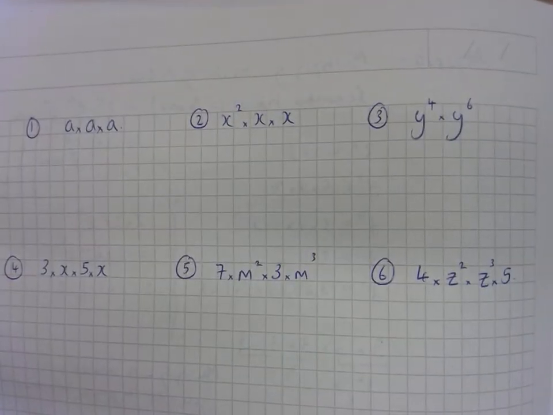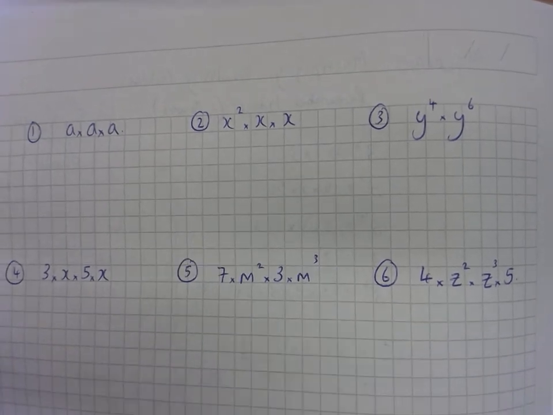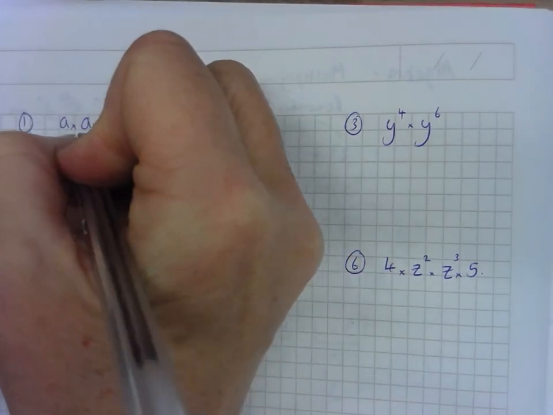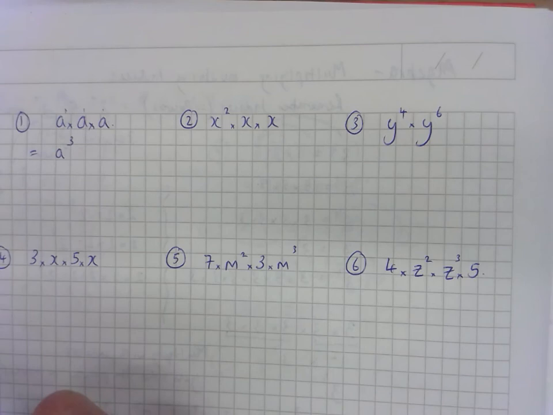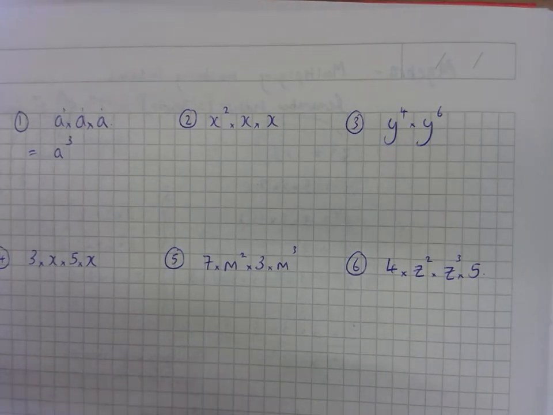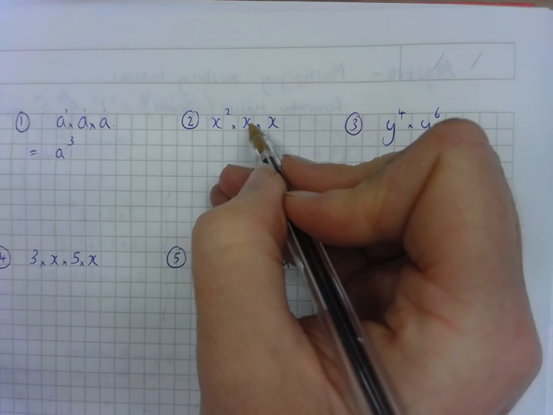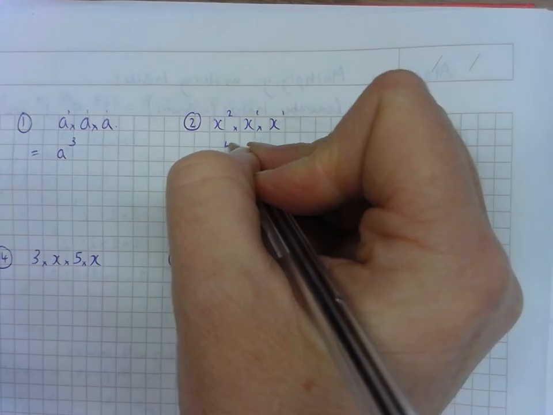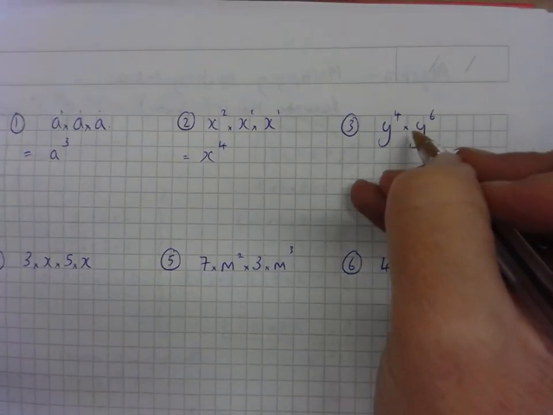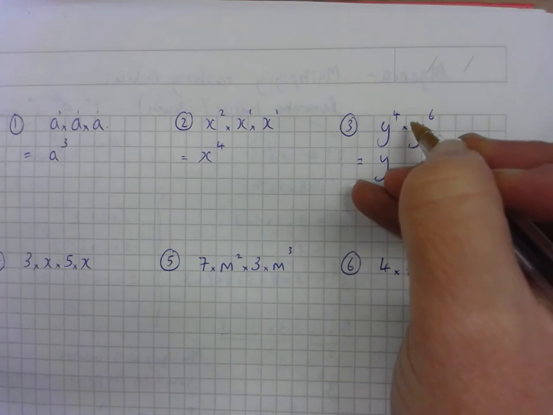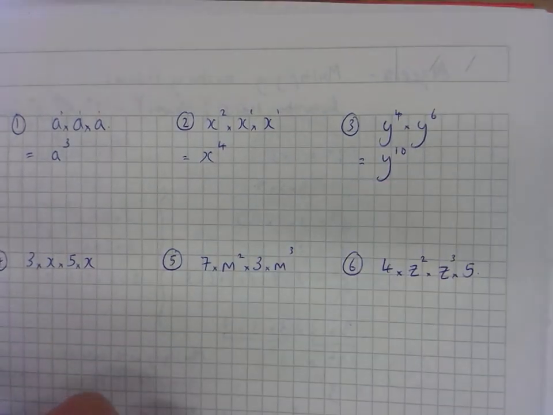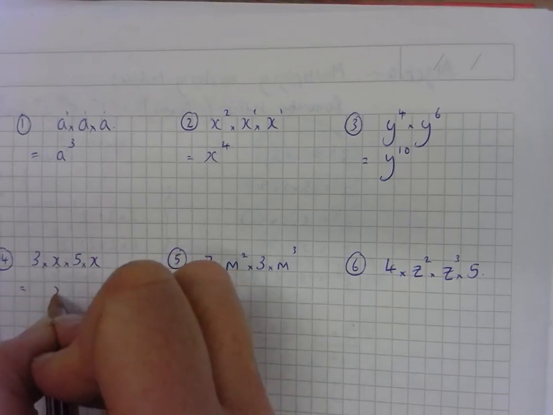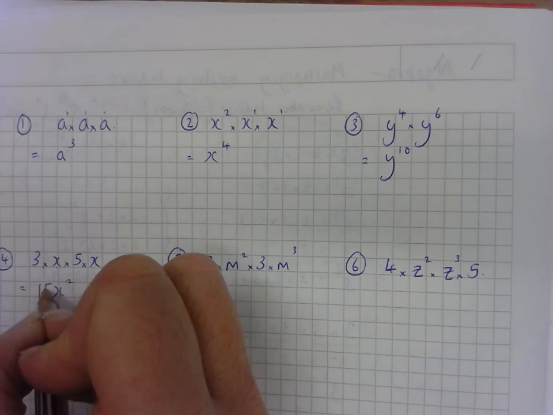Okay, so welcome back. Let's write down what we get here. a by a by a is a cubed. Remember, 1, 1, 1, add them together, we get 3, a cubed. So the answer is a cubed. x squared by x by x, remember there's a little 1 there, so it's x to the power of 2 plus 1, which is 4. y to the power of 4 by y to the power of 6 is y to the power of 4 plus 6, which is 10. 3 by x by 5 by x is going to be x by x is x squared, and 3 by 5 is 15. It's going to be 15x squared.